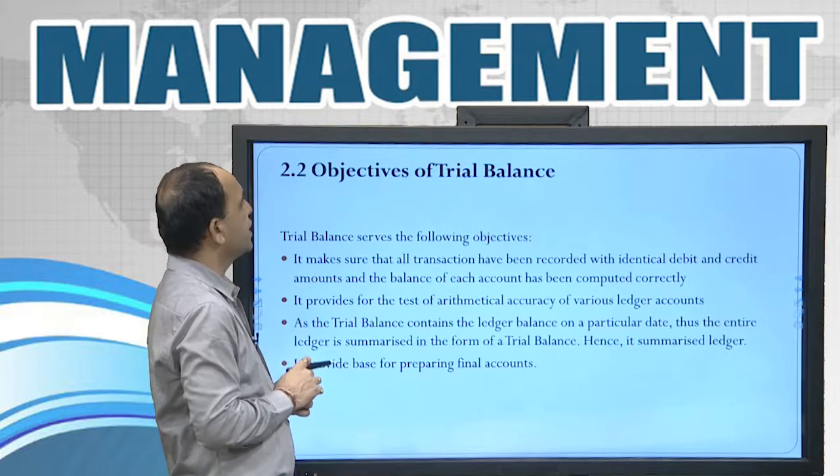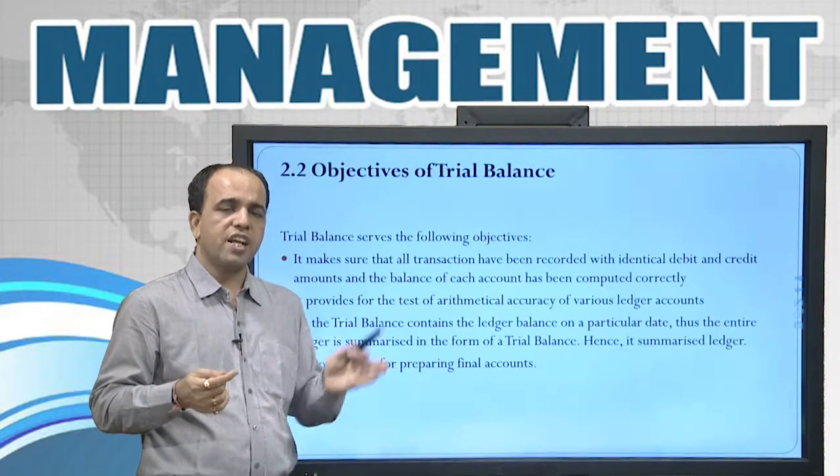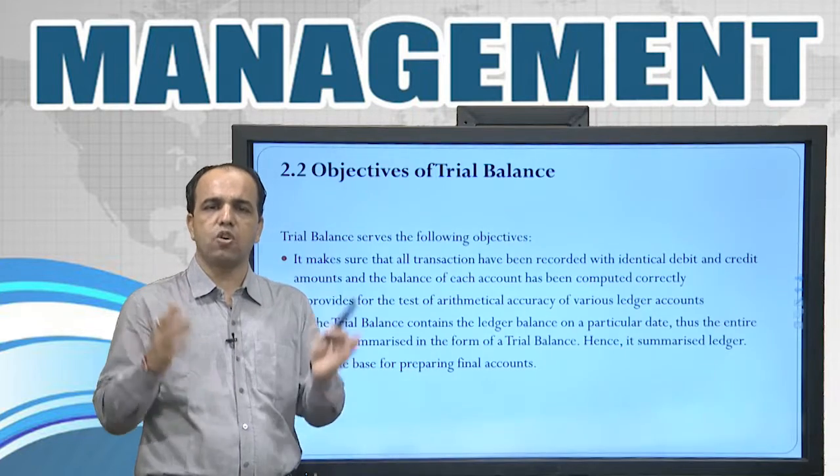Very important objectives of trial balance. Why do we prepare trial balance? Trial balance serves the following objectives. It makes sure that all transactions have been recorded with identical debit and credit amounts. The balance of each account has been computed correctly. As you know very well, if we do not have any errors of principle as well as clerical errors, because in clerical errors we know that either a wrong amount, wrong account, wrong side and wrong total can be possible in recording transactions.